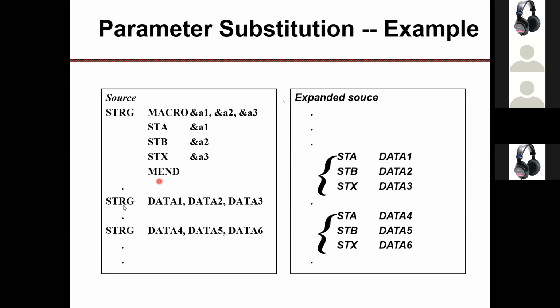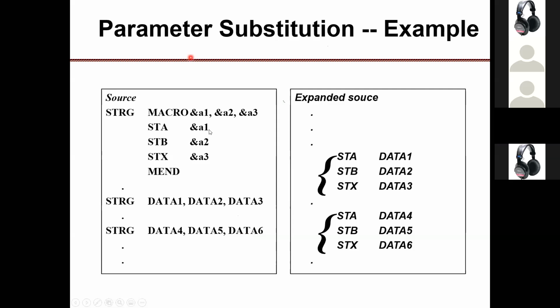Now what we can do is actually create strings, strg right here, with symbols that we want to use. And so we could do that this way. When we encounter strg, which is now a macro, the first time, we wanted to use data 1, data 2, data 3. The next time that we want to do a macro expansion of strg, we decided we want to use these symbols, data 4, data 5, data 6 instead.